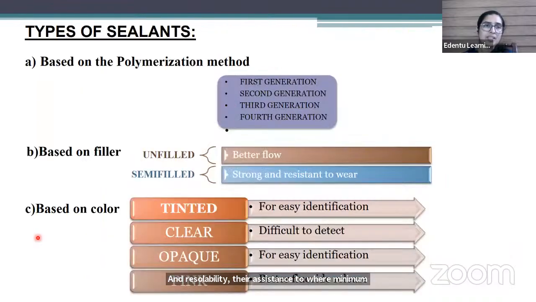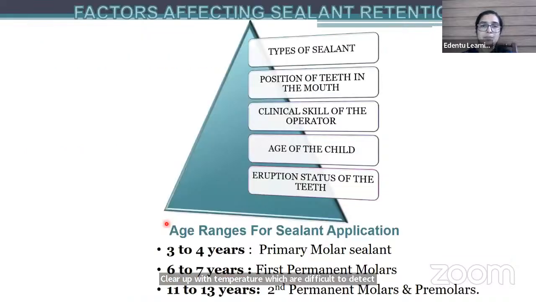Now talking about the types of sealants that you're bound to know: based on polymerization method, we have sealants classified from 1st to 4th generations. Based on the filler content, we have the unfilled sealants, which give a better flow, and then the semi-filled pit and fissure sealants, which are strong and resistant to wear. Based on color, we have the tinted ones, for easy identification; clear pit and fissure sealants, which are difficult to detect; opaque, for easy identification again; and pink, which has a better fluoride release.